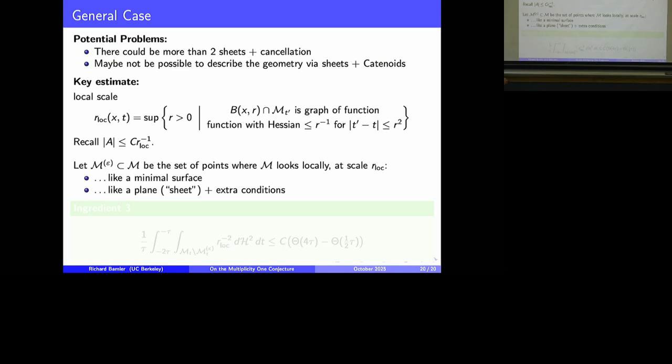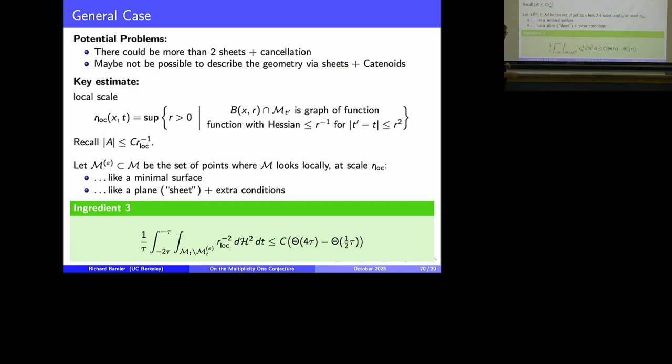Now we look at the subset of points in our mean curvature flow, which I'll call M epsilon, where M looks locally at the scale either like a minimal surface, or like a plane, or like many sheets, essentially. In the previous potential counterexample, M epsilon was the entire flow, and therefore we were able to do our conclusion. But M epsilon could not be the entire flow, because there could be regions that look neither like this nor like that.